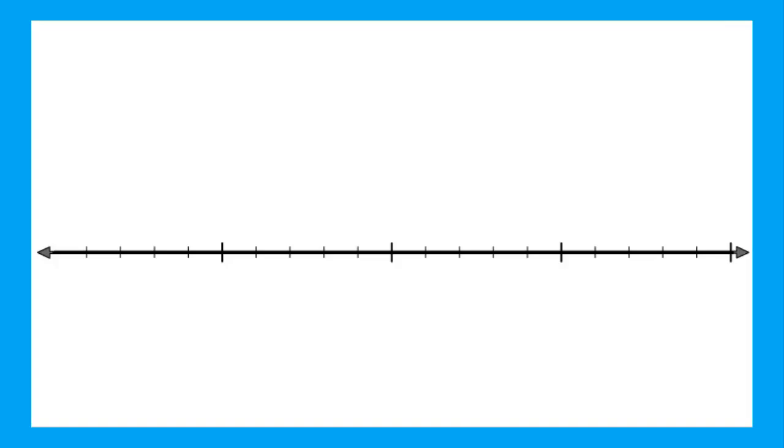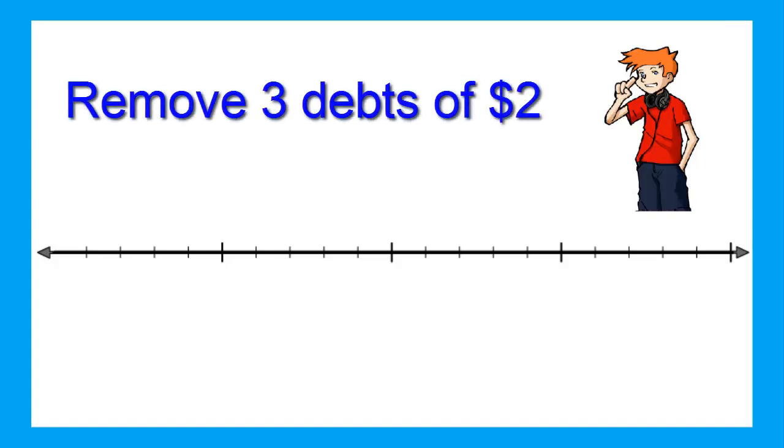This example illustrates the multiplication of two negative numbers using a number line. You remove 3 debts of $2. What is your gain or loss by this action?